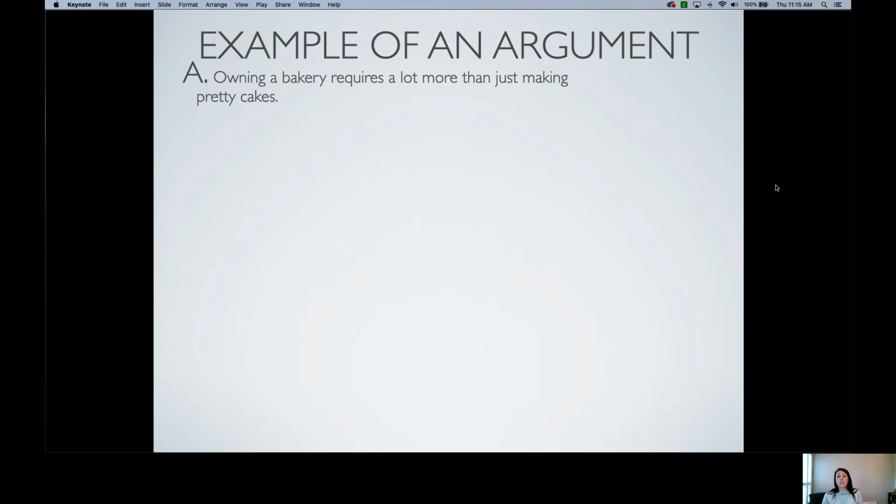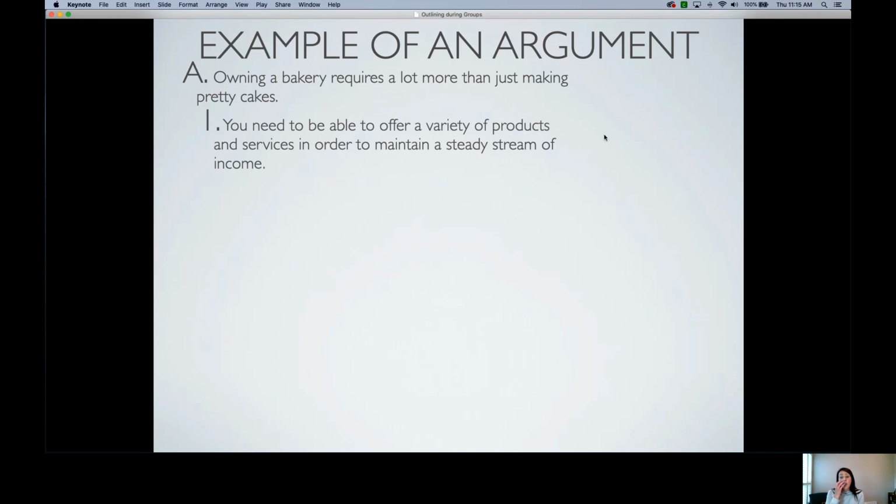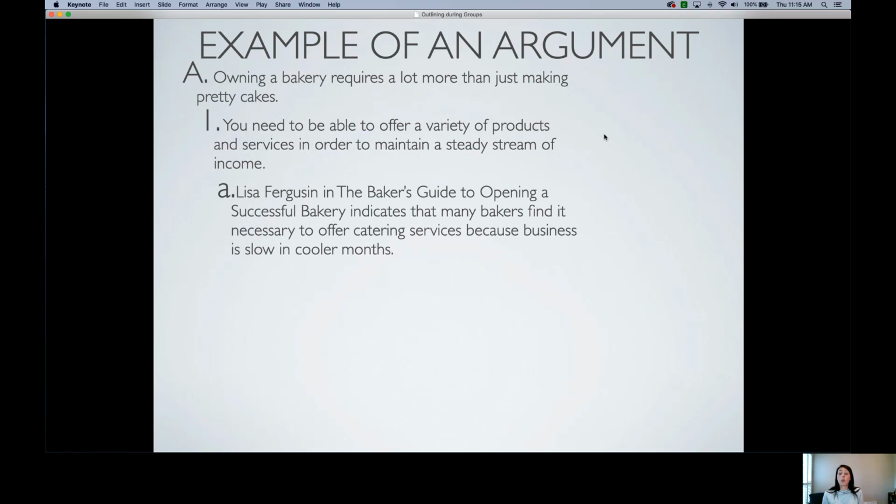I need to give the audience a reason to believe that. Why would they believe that it's more than just making pretty cakes? So my reason is you actually have to offer a variety of products and services in order to maintain a steady stream of income. Okay, so that's my reason to believe the claim. Let's see if I have any evidence to support that. Here is the subpoint. So main point, primary subpoint, secondary subpoint. In my secondary subpoint, this is where I'm giving my evidence.